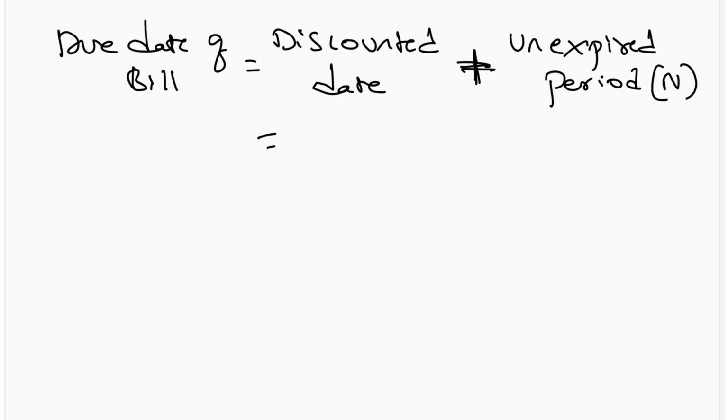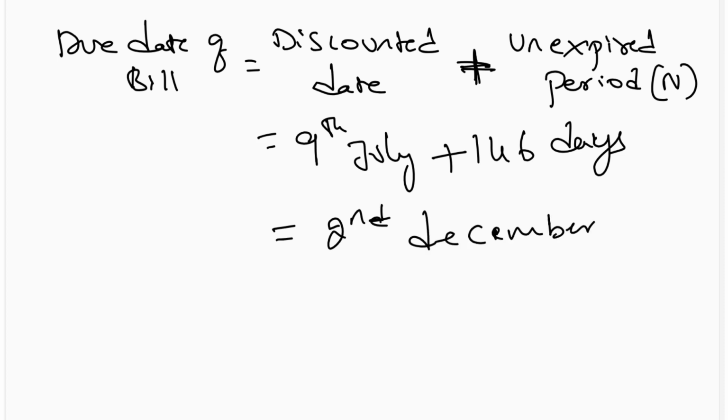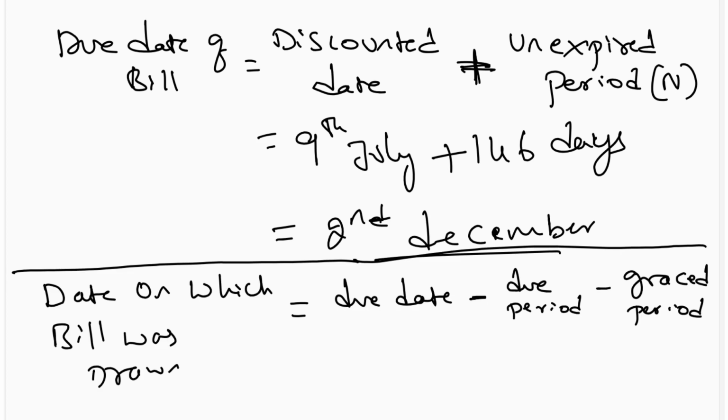So due date will be discounted date plus 146 days. In the problem they have given 9th July plus it was for 146 days. From 9th July, if you count 146 days by counting months and all, it becomes 2nd December. So this is the due date.